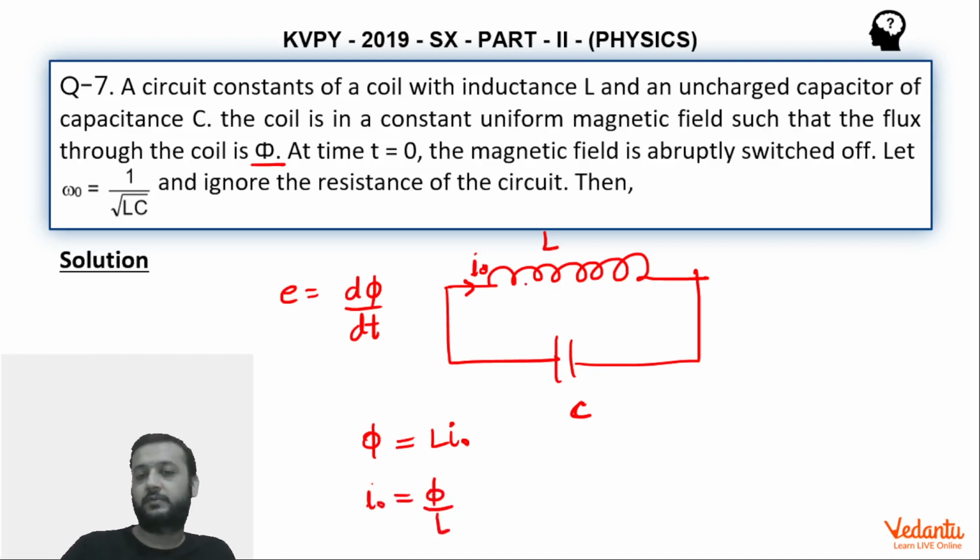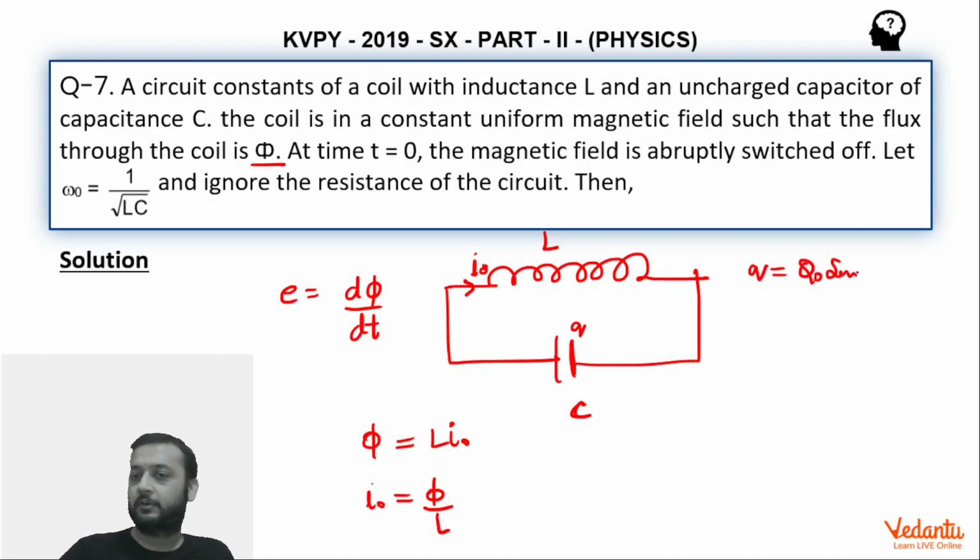Hence now we have a situation in which there is some current present in the inductor, and this will set up LC oscillations. Now it is very easy to see. If I say the charge on this plate of the capacitor is Q, initially the charge on the capacitor is 0. So we can say that Q will be equal to Q naught, where Q naught is the maximum charge that this capacitor can acquire.